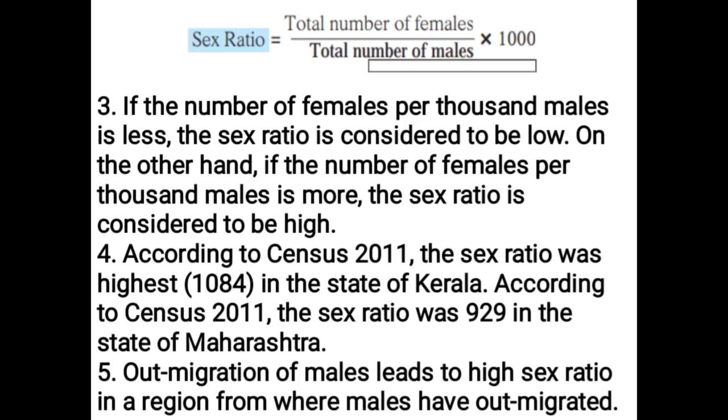If the number of females per thousand males is less, the sex ratio is considered to be low. On the other hand, if the number of females per thousand males is more, the sex ratio is considered to be high. According to Census 2011, the sex ratio was highest, 1084, in the state of Kerala. According to Census 2011, the sex ratio was 929 in the state of Maharashtra. Outmigration of males leads to high sex ratio in a region from where males have outmigrated. Less female birth rate leads to low sex ratio.